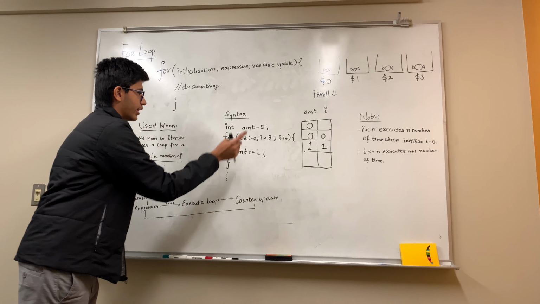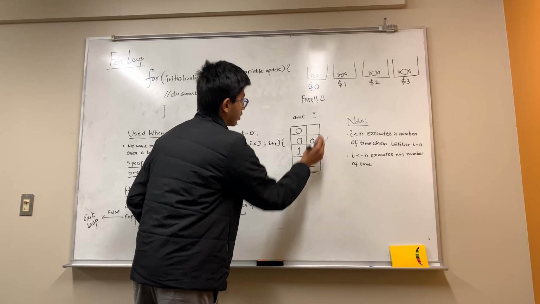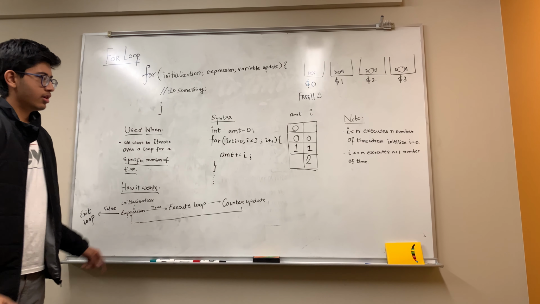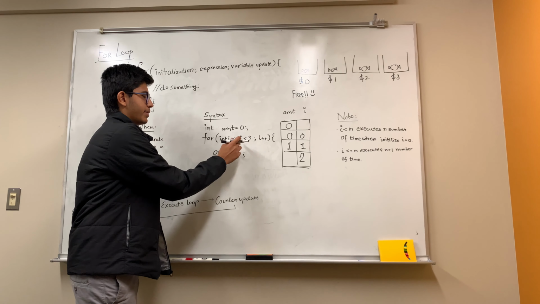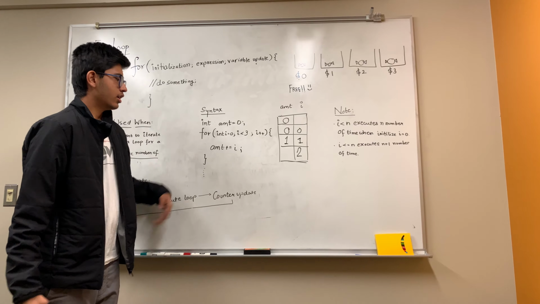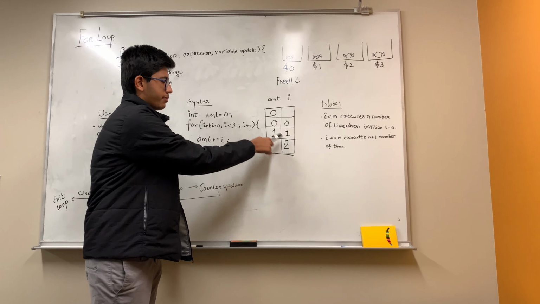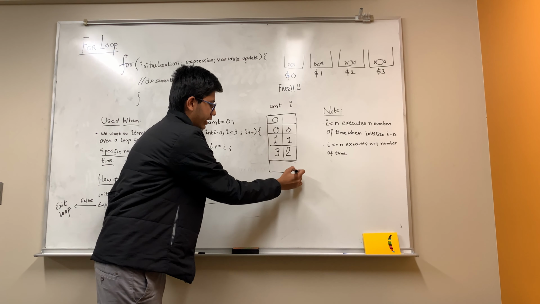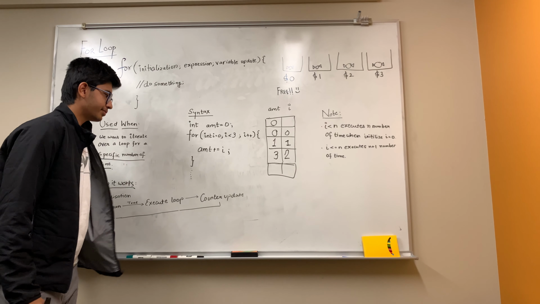Now we do the counter update again. So now i becomes 2, which is this case. Then we check the expression again, which is i is still less than 3. Yes, it is. So we basically go into the loop again. So the amount is amount plus i. So amount basically becomes 1 plus 2, which is 3. At this point in time, we have spent $3 on chocolates and have 3 chocolates.